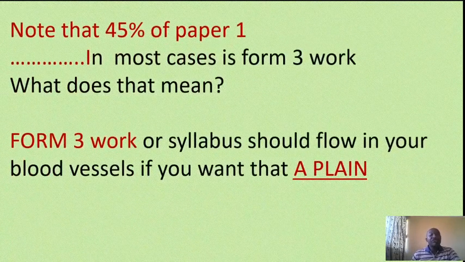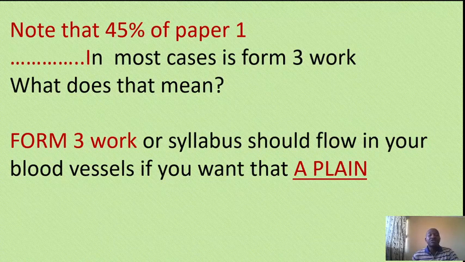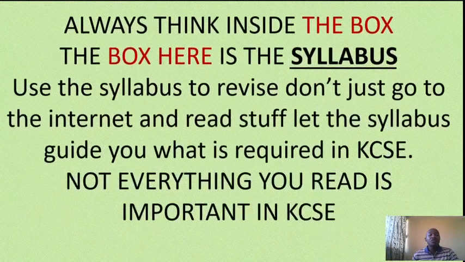Then note that 45% of paper 1 in most cases is Form 3 work. What does that mean? Form 3 work or syllabus should flow in your blood vessels if you want that A. Mark that one from me. Just take any paper 1 exam, do the percent of Form 3 work. You'll notice that it carries the lion's share. That means that if you go through Form 3 syllabus in and out, and then probably you tackle other parts, even shallowly, I'm sure you will score that A that you want, because computer theory will basically come from Form 3 work.